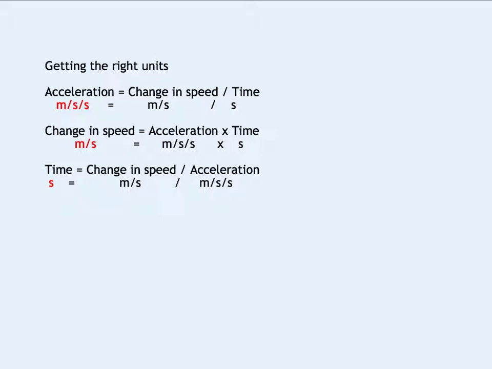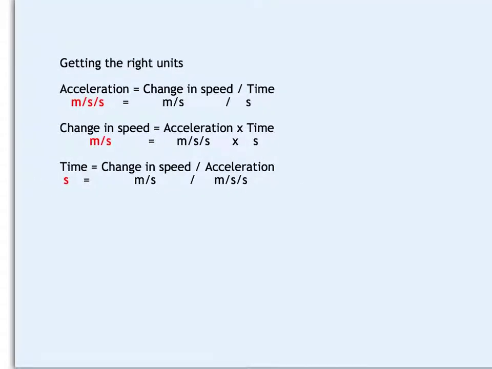So acceleration is change in speed divided by time. So you've got meters per second divided by seconds. Now in my opinion that's quite a scruffy way of writing it, and so meters per second squared is a lot better. But if you were to write meters per second per second you wouldn't be wrong, but I prefer this one.